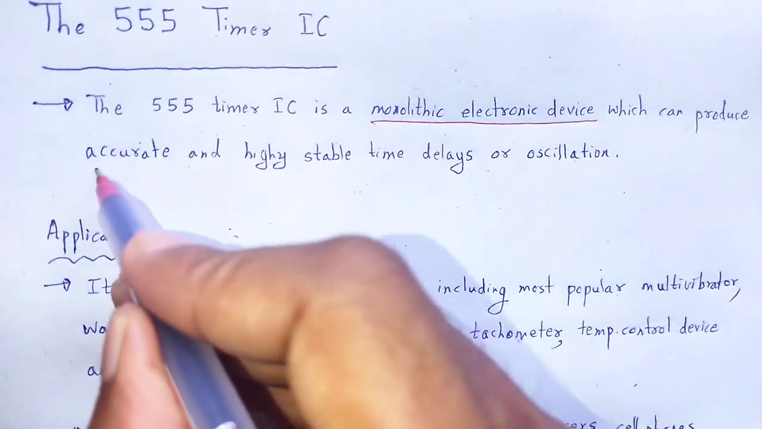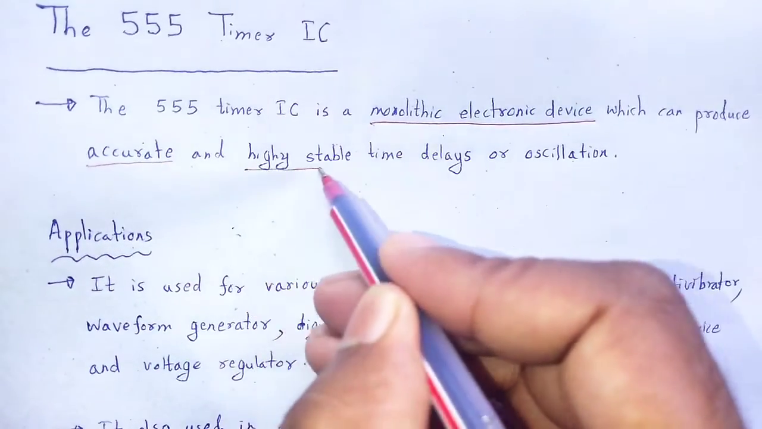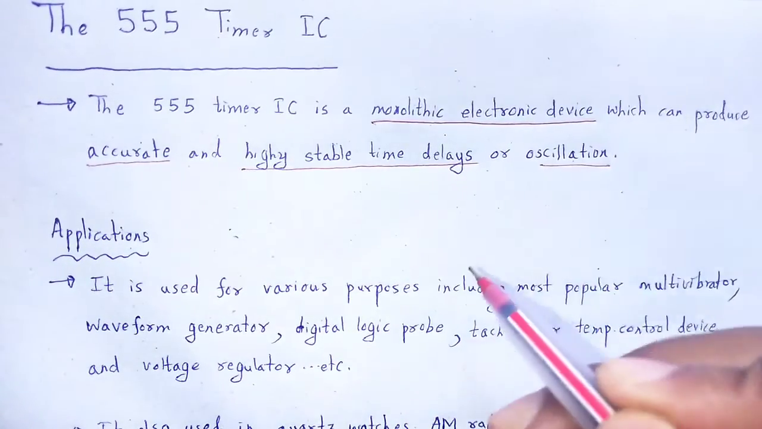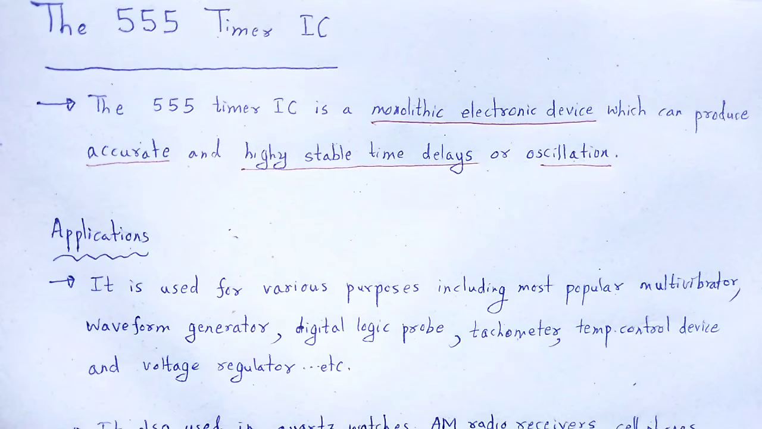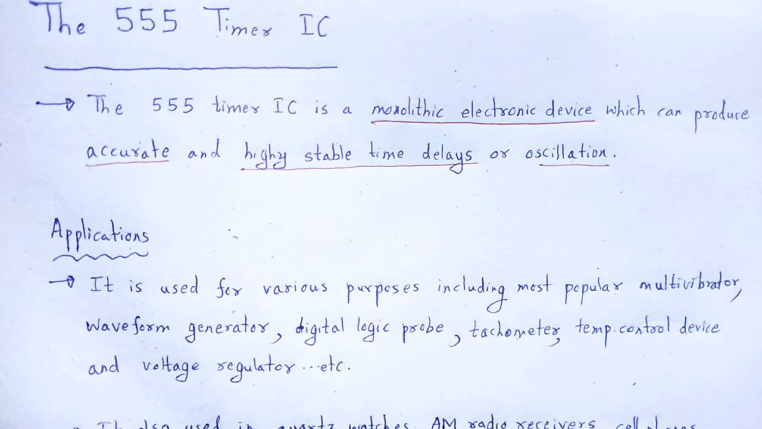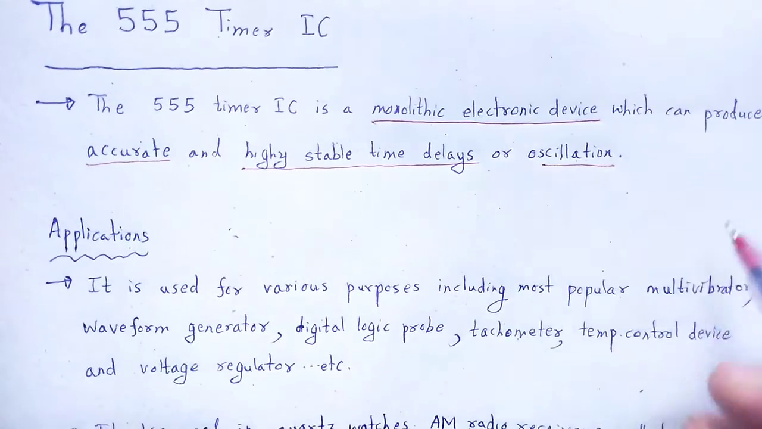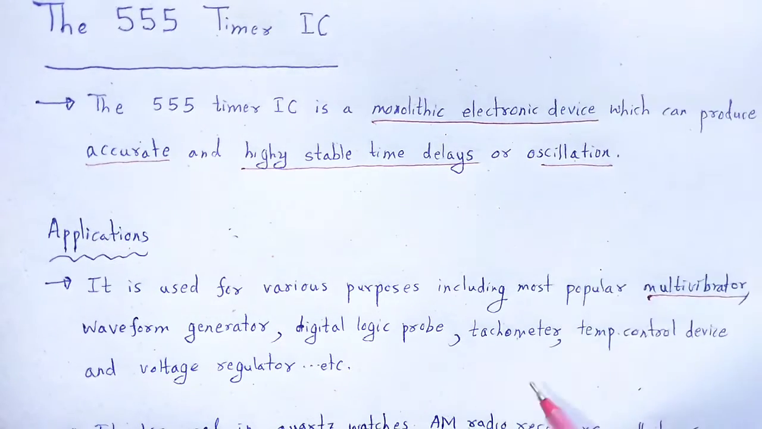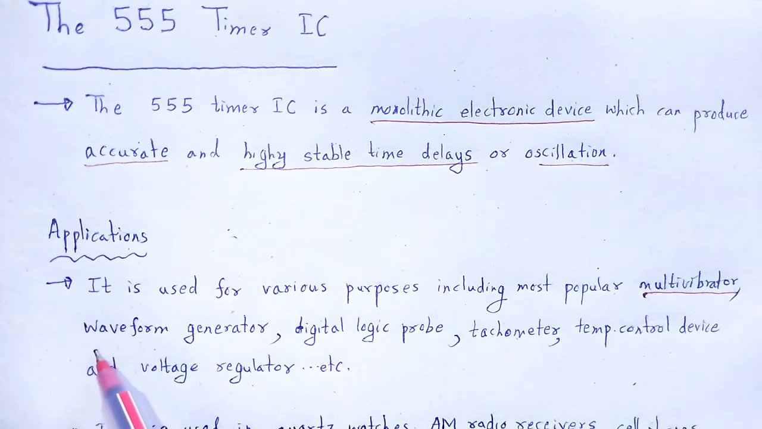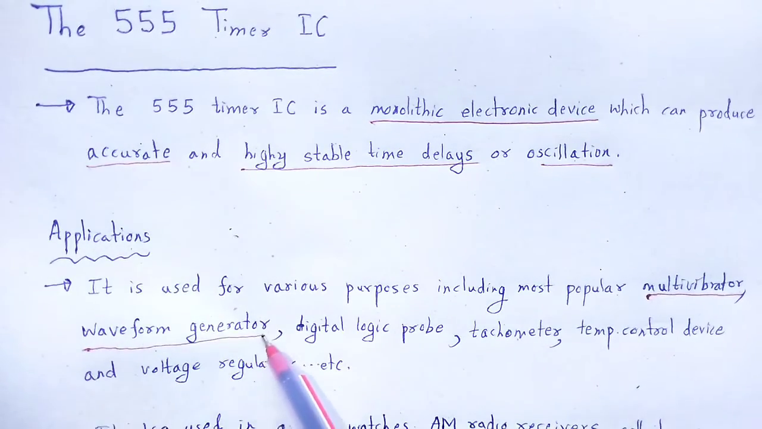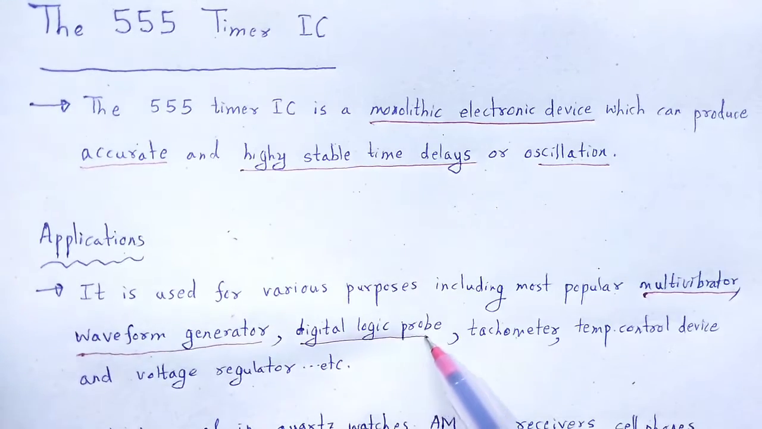It produces accurate and highly stable time delays or oscillation. Various applications of the 555 timer IC: it is used for various purposes, most popularly in multivibrators, waveform generators which generate waveforms, and digital logic probes.